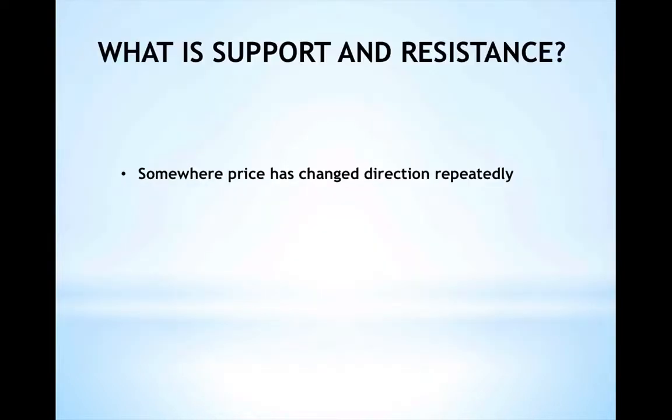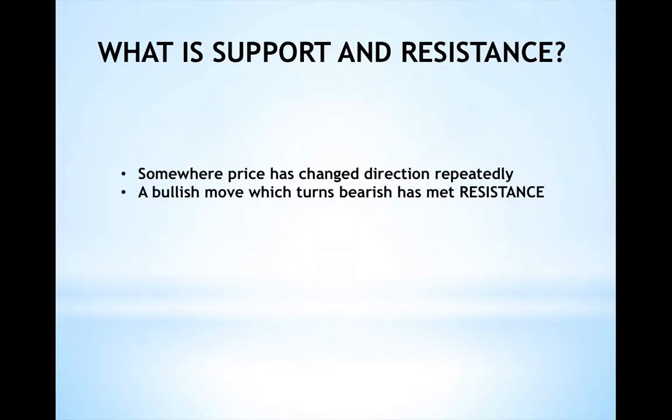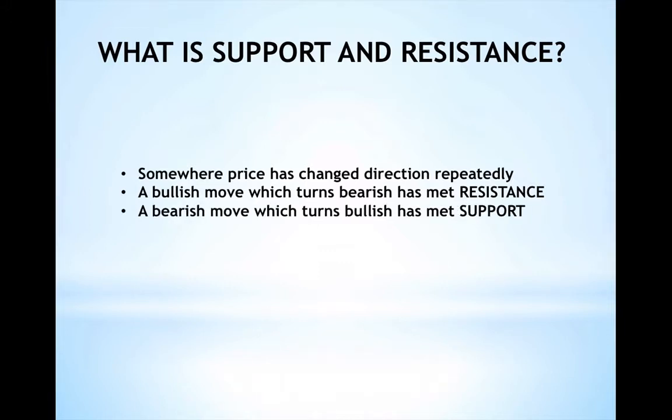Okay, let's get started. What exactly is support and resistance? The simplest way to think about support and resistance is that they are areas where the market changed direction or has stalled repeatedly. A bullish move, so the market rising, which turns bearish, has met resistance. The opposite, so a bearish move, which turns bullish, has met support.